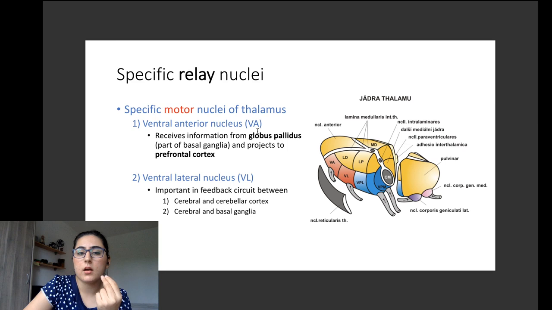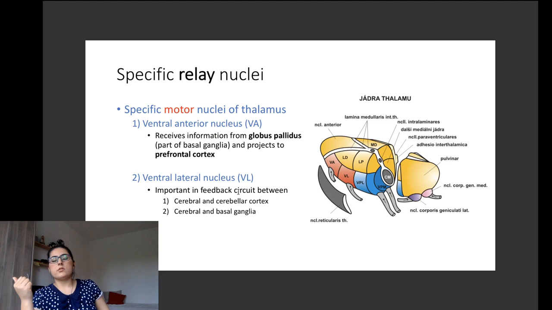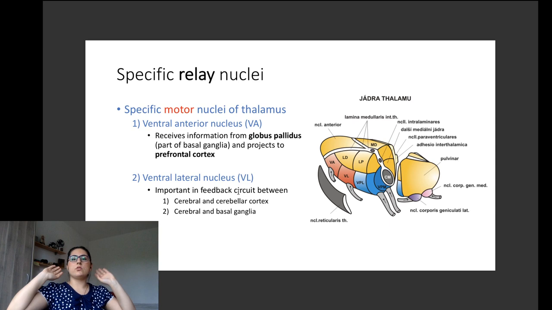So the ventral anterior nucleus is going to receive the information from the basal ganglia and then project it to the prefrontal cortex. So, relay again. The ventral lateral nucleus is going to be a feedback circuit. So why is there a circuit in the motor? You need to understand that with sensory, it was super easy. You receive the information, you send it to the cortex.